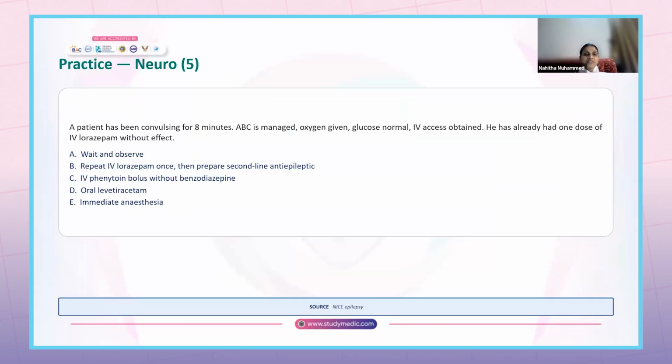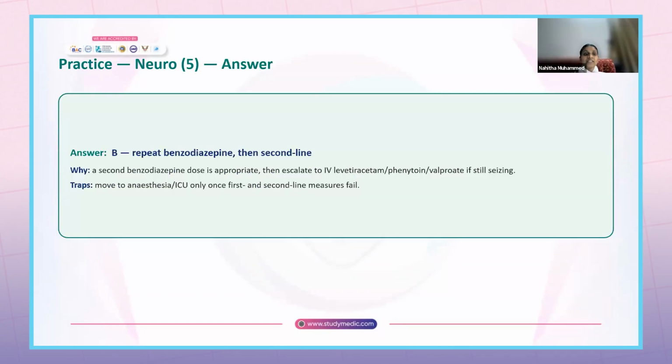A patient has been convulsing for 8 minutes. Airway, breathing, circulation is managed, oxygen given, glucose normal, IV access is obtained. He has already had 1 dose of IV lorazepam. What is next? It is within the first 10 minutes. Within the first 10 minutes, twice we can give benzodiazepine. So the answer is option B. Repeat benzodiazepine. That is the first drug itself. Then only we can go for second line.